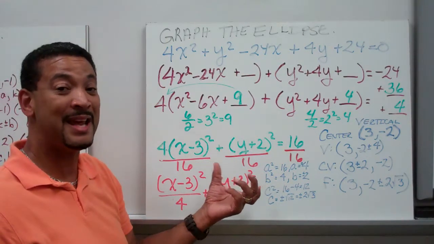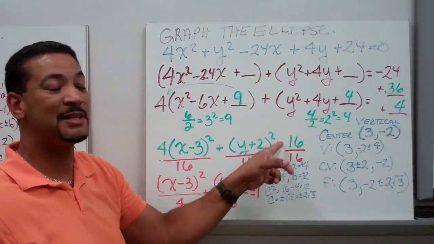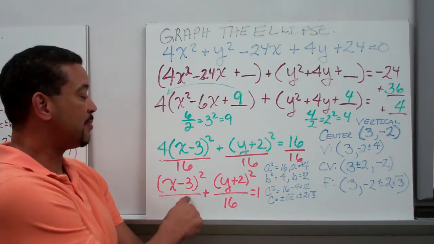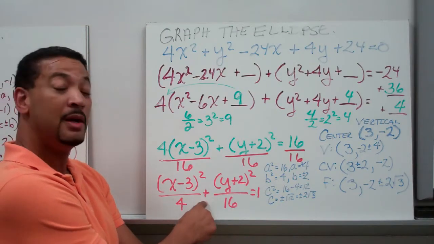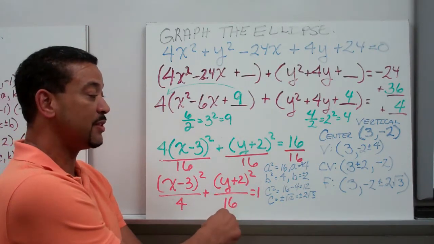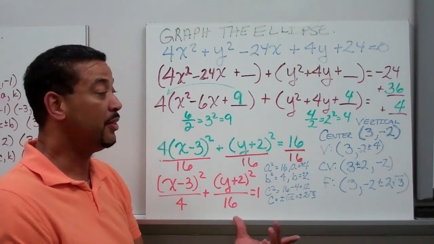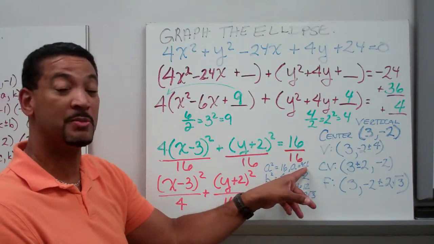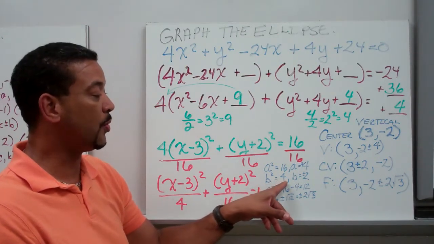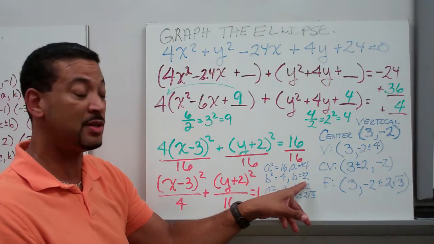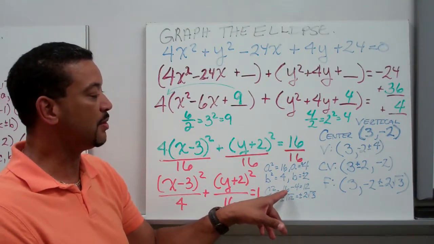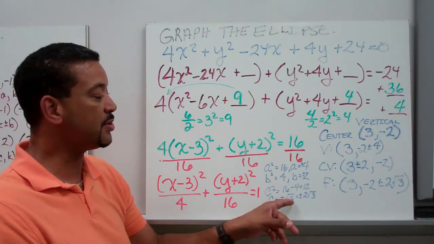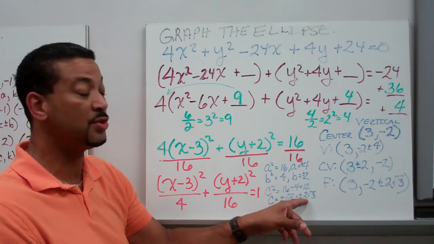Guys, remember what we talked about today: we've got to make sure this is equal to 1, so we're dividing everything by 16. That's going to give us (x minus 3) squared over 4 plus (y plus 2) squared over 16 equals 1. And then we go and pull out all the information. A squared is 16, so a is plus or minus 4. B squared is 4, so b is equal to plus and minus 2. C squared is equal to 16 minus 4, which equals 12. And c is equal to plus or minus the square root of 12, or plus or minus 2 square root of 3.